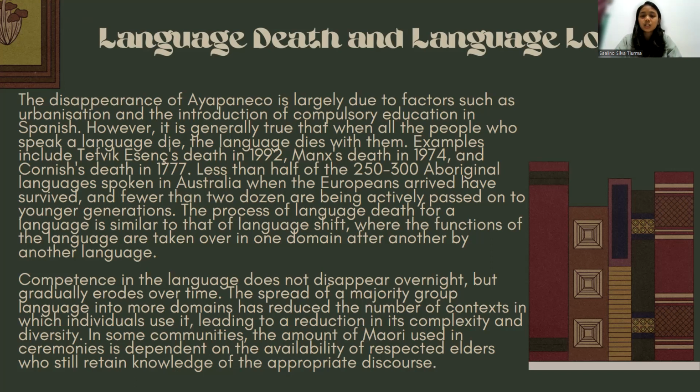Less than half of the 250 to 300 Aboriginal languages spoken in Australia when the Europeans arrived have survived, and fewer than 2 dozen are being actively passed on to the younger generation. And the process of language death for a language is similar to that of language shift, where the functions of the language are taken over in one domain after another by another language.